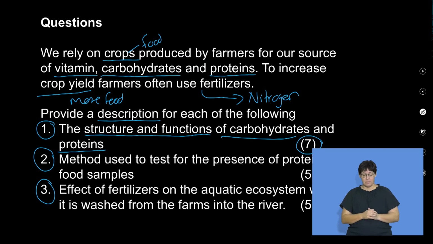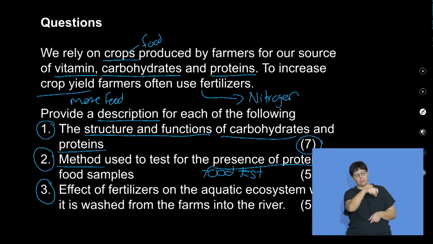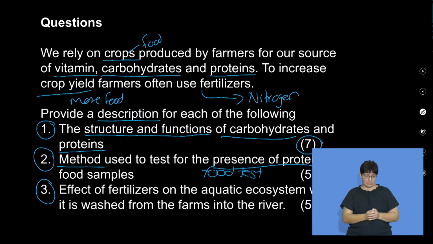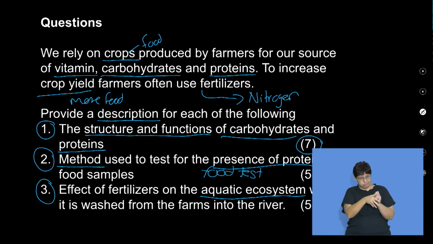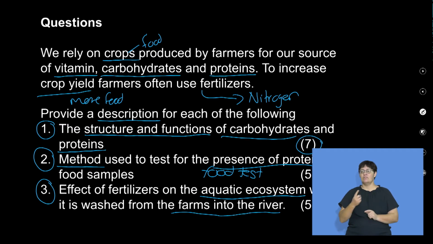The second question is the method used to test for the presence of proteins. They want you to describe how you would undergo a food test. The third one is a little bit more difficult. Sometimes when the farmers use fertilizers, it goes into the water and is washed into the river, and certain things happen, and we're going to look at that process. So let's break it down one by one.